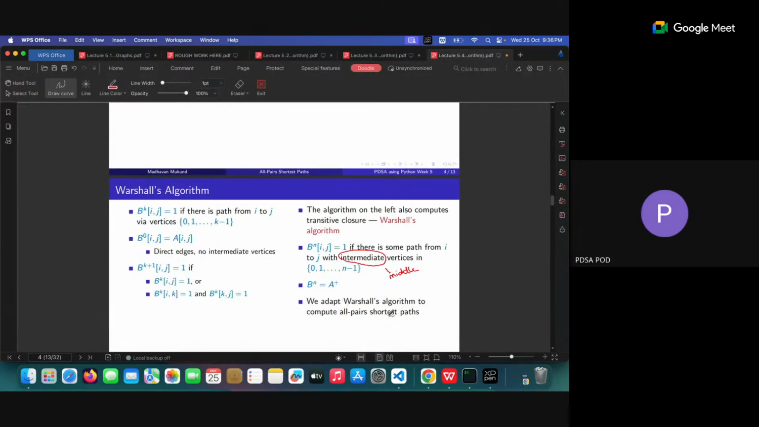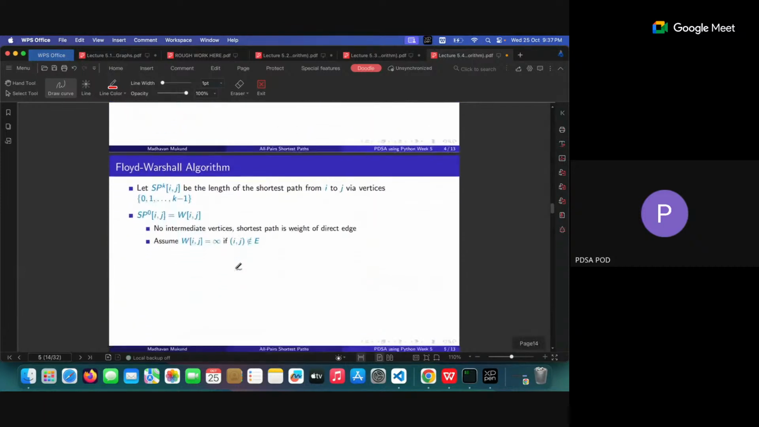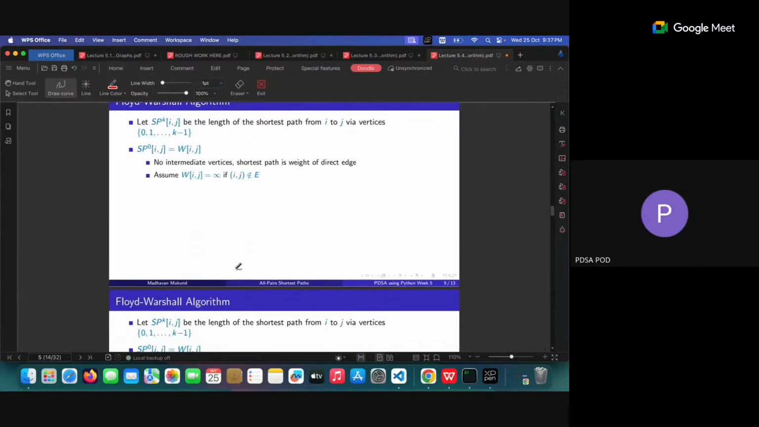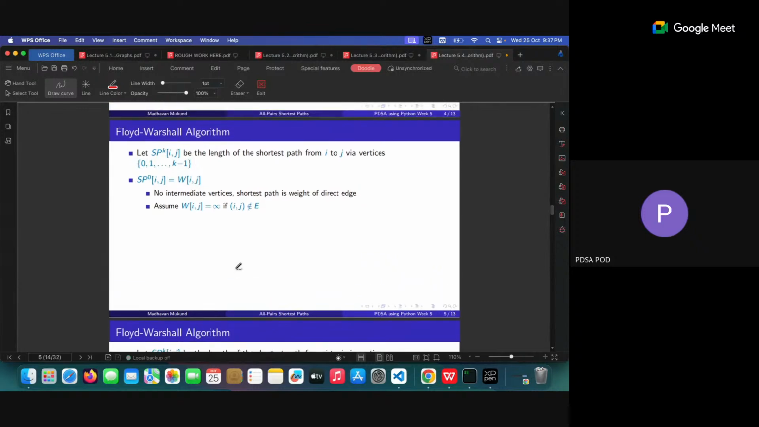So we adapt Warshall's algorithm to compute all pairs shortest path. All pairs means each pair, like I to J, J to K, K to M, something like that. Every pair we are considering, and for every pair we are finding the shortest path, with direct edges only and no intermediary edges. In that case, we are considering Floyd Warshall, where Warshall's algorithm has been used, and Floyd implemented the other part, so it's called Floyd Warshall's.